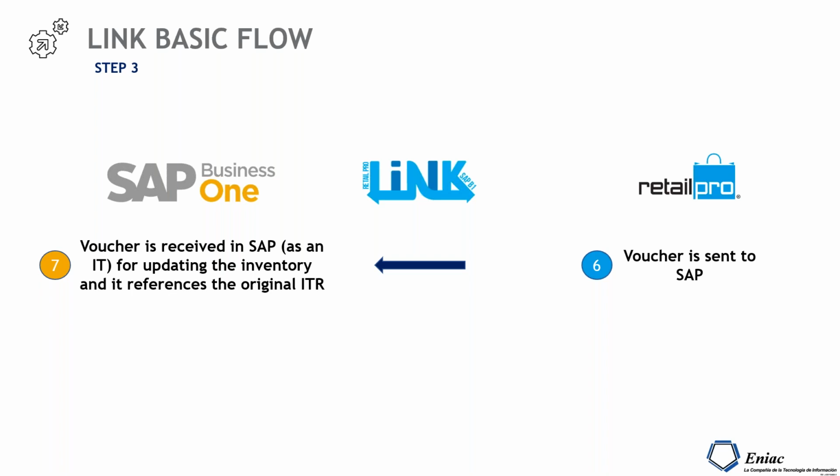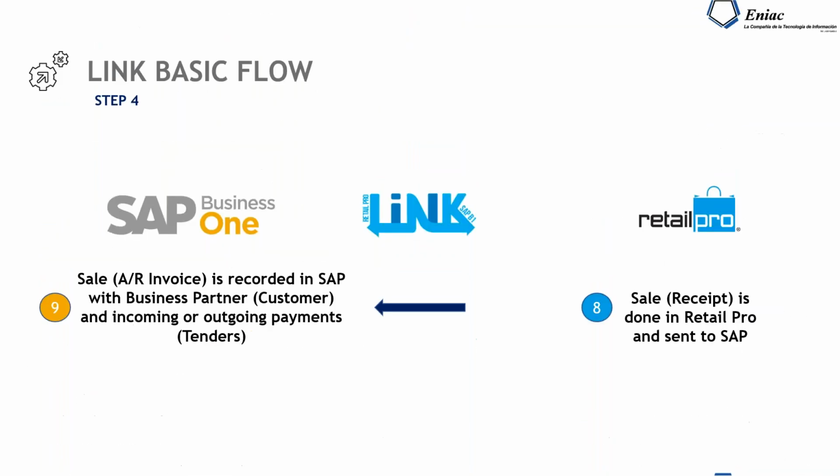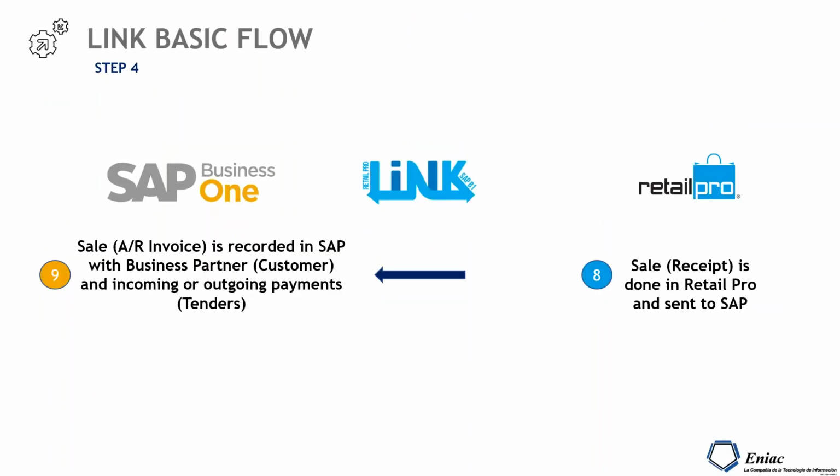So right now I create a product. I send products from the distribution center to the store. I receive the products. I update the inventory in the store, and now I can make a sale. Okay? I can make a sale in Retail Pro, and then I have to send that sale to SAP. That sale we create in SAP, where it's called an AR invoice.